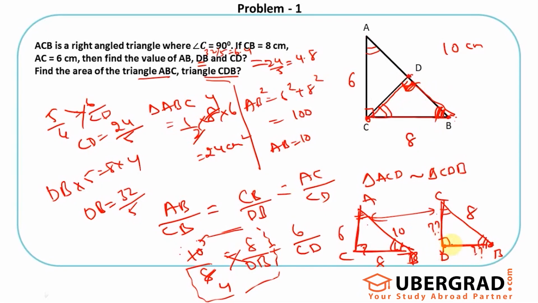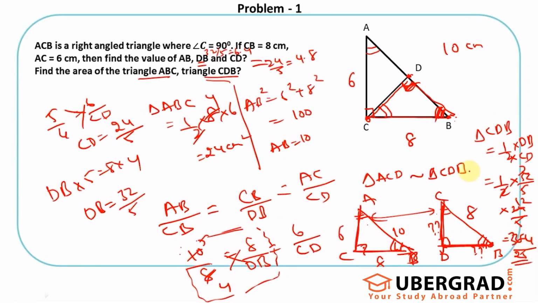Triangle CDB, this is my base and this is my height. So the area of triangle CDB will be half into DB into CD. What is DB? 32 by 5 and CD is 24 by 5, right? So 12 2s are 24, 12 3s are 36, 384 by 25.